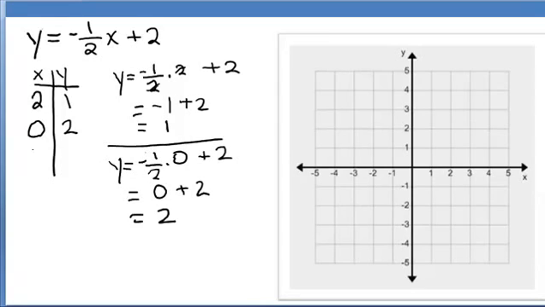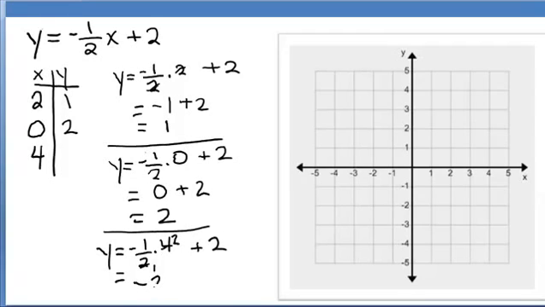So let's just pick a 4 because 2 will go into 4. So y equals negative 1/2 times 4 plus 2. Your denominator will cancel. So it gives us a negative 2 plus 2, which is 0.